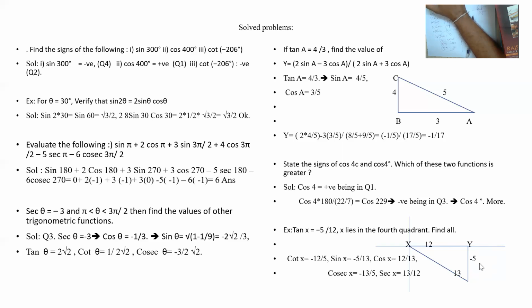So once we got this, what is sin x? Sin x is minus 5 by 13. What is cos x? 12 by 13, positive. This is the fourth quadrant, cos is positive, x is positive. So what is cosecant x? 1 by sin x. Secant x. So we should do the triangle immediately for the problem.